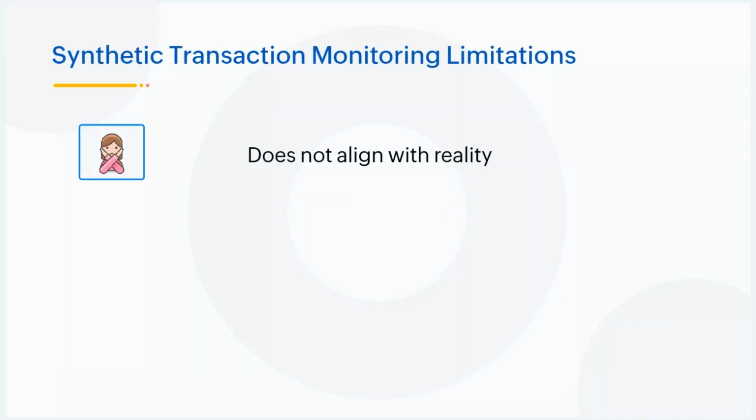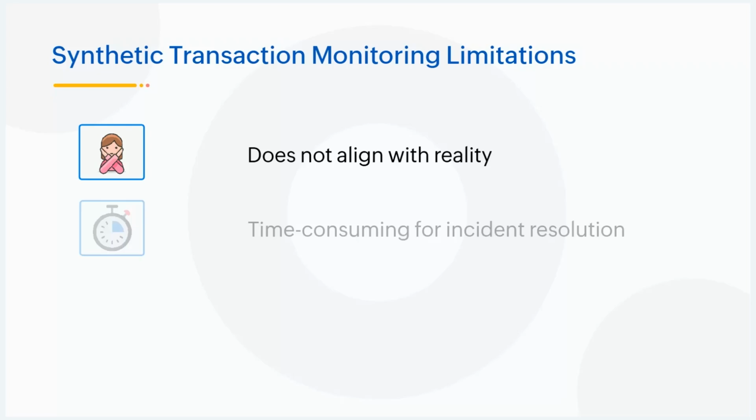To understand why real user monitoring is essential, we first need to consider the drawbacks of synthetic transaction monitoring. One major limitation of synthetic transaction monitoring is that it does not always align with reality. The traffic used for synthetic transaction testing is artificial and not representative of real users' experience. As a result, the performance outcomes are often predictable, and synthetic monitoring relies on simulated actions rather than real user behavior.